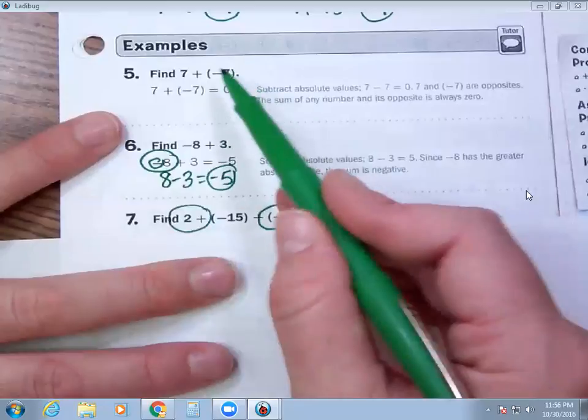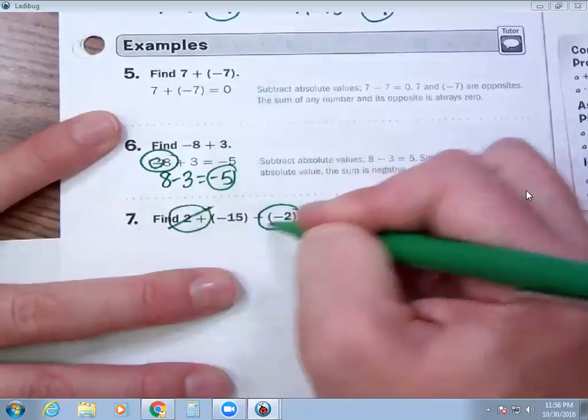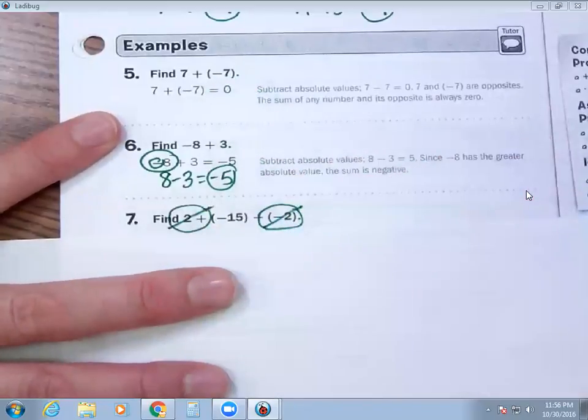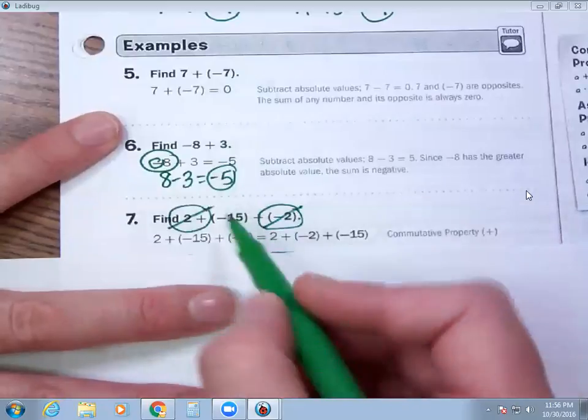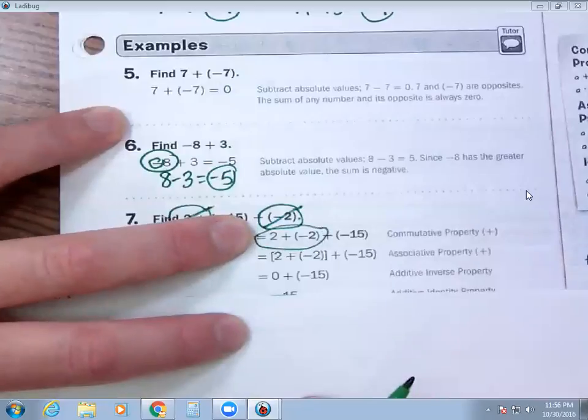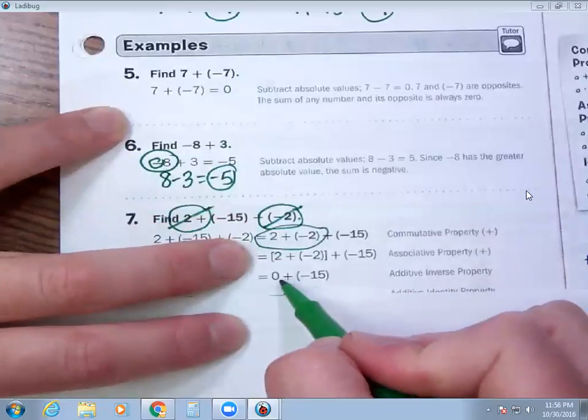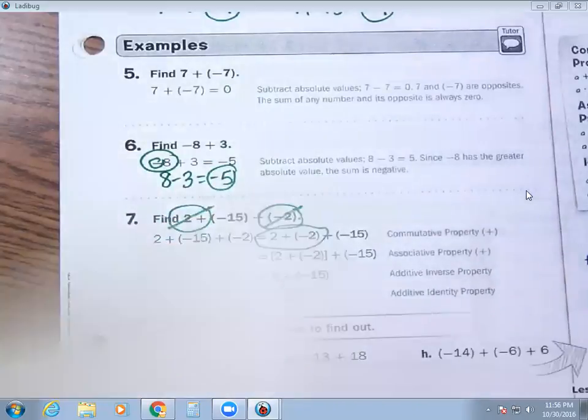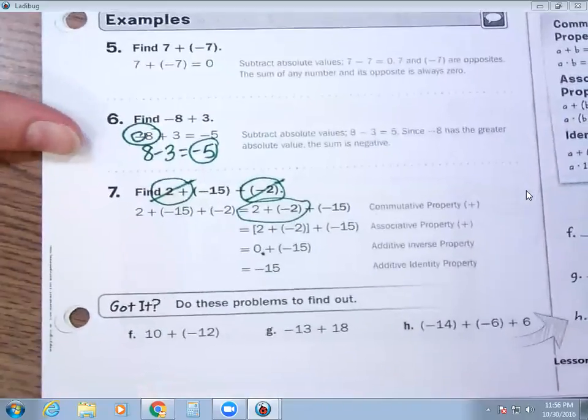Well, when we add them together, we get 0. So I could literally just line them out right here and be left with my negative 15. Or I can do like they do, and I can group these 2's and the negative 2 together, get rid of that because it equals 0, and then I'm left with my negative 15. So those are fun. They look more complicated, but they're really not.